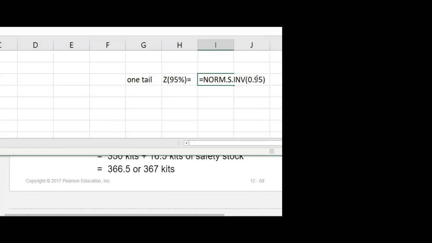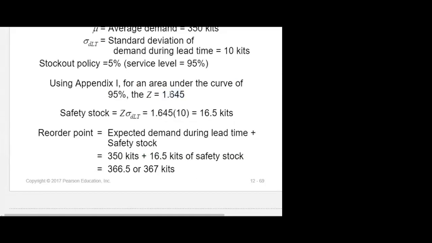This is a one tail. If it was two tail, you have to add half of the 5% to the 95 to calculate the Z value. So in this case, it's one tail. You just press enter. What's that number? 1.6448. And if you round it, it should be rounded to 3 digits, 1.645. So you see where that number comes from, right?